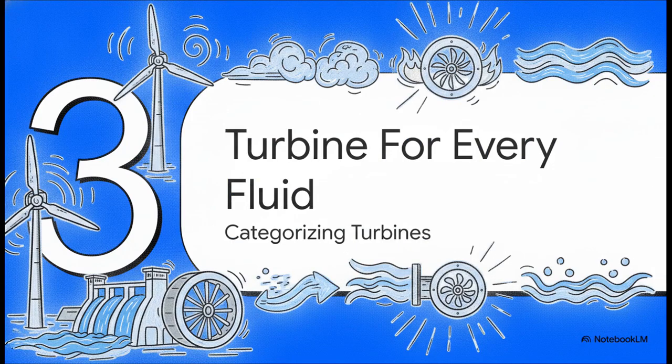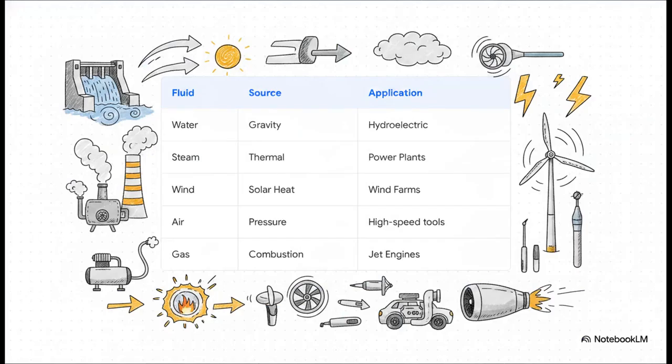Section 3, a turbine for every element, categorizing turbomachinery. The sheer versatility of turbomachinery across different working fluids is genuinely staggering. If your working fluid is water, you're utilizing gravity to run hydroelectric power dams. Steam? Well, that uses thermal energy from fossil fuels or nuclear reactors for massive electrical power plants. Wind turbines rely on atmospheric heating from the sun to power wind farms, and we also use compressed air to power high-speed hand tools.